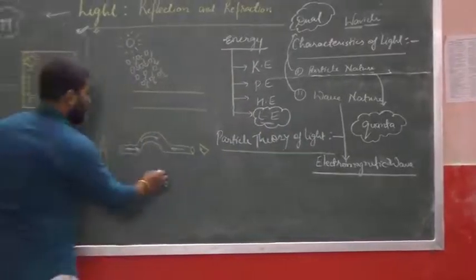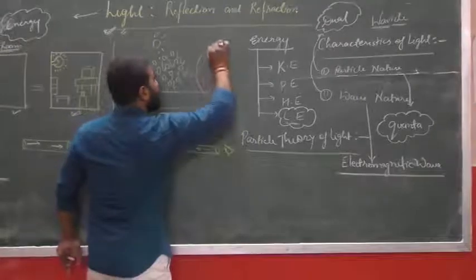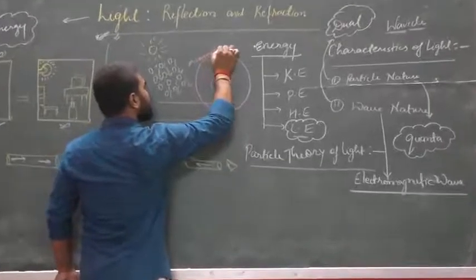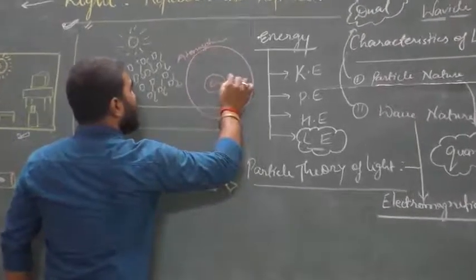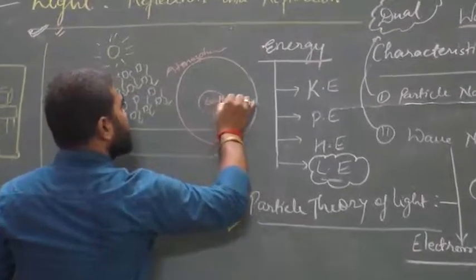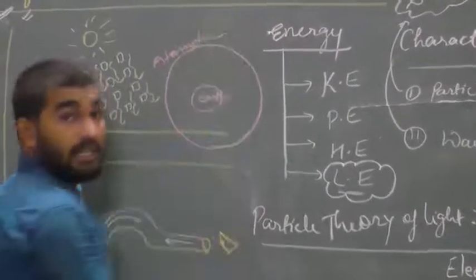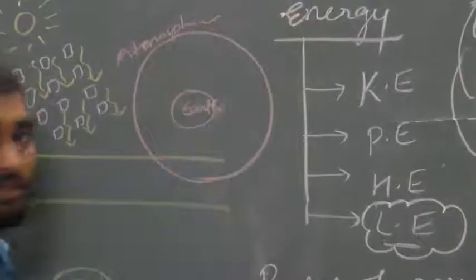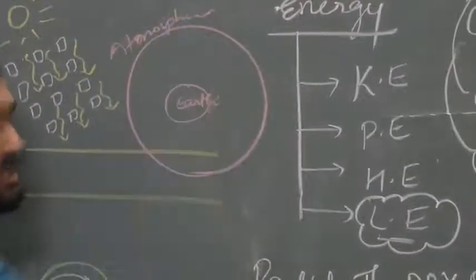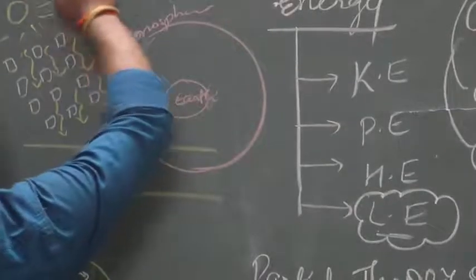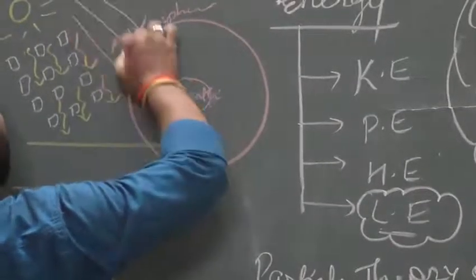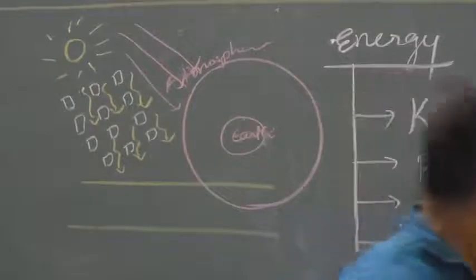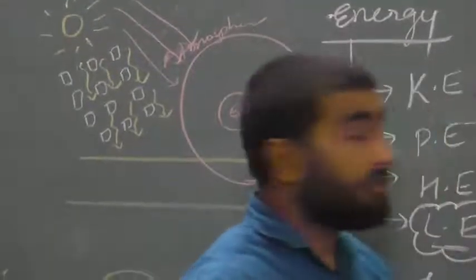You can see, outside of our atmosphere, this is our atmosphere, this is our earth. Outside of our atmosphere, air is not present. No material medium is present here. Only vacuum is present. But light comes from the sun to earth. Then how can it propagate without a medium? Because light is an electromagnetic wave which does not require a material medium for its propagation.